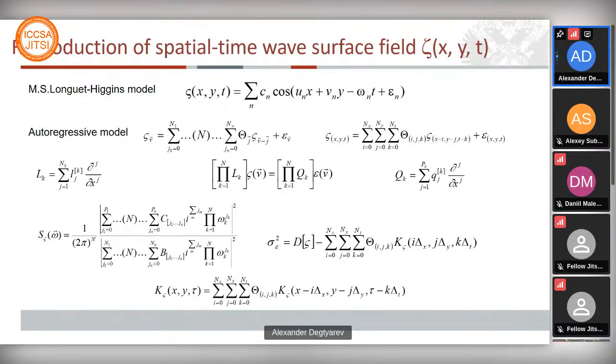The first looks like the Longuet-Higgins model, at the top of the slide. The second is based on the autoregressive moving average ARMA model. In many works, we have shown that the ARMA model is more computationally effective, and at the same time it represents all physical phenomena of wind waves. Here you see the general formula, maybe very complicated, but from the computational point of view it is very fast and rather simple in realization.